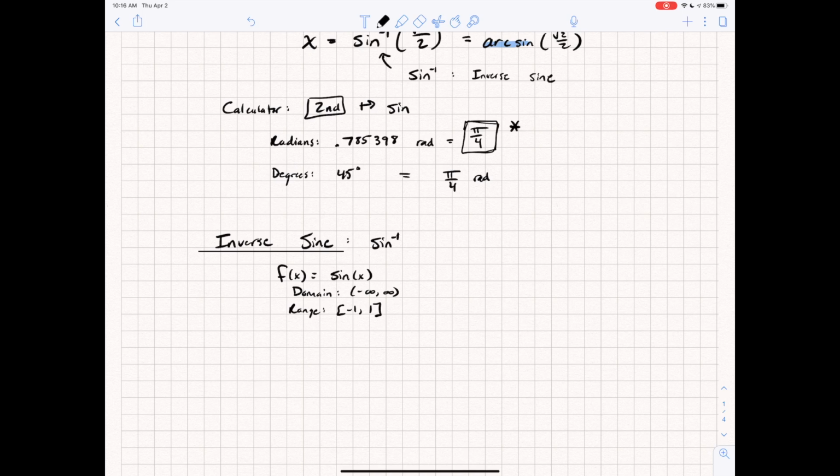Now, when I go through and I want to find the inverse, f to the -1, and I'll put arc sine here, recall that when we do inverses, we are literally inverting my input and output. So the domain, when it comes to inverse sine or arc sine, is the range of the original function. So my domain now is going to be -1 to 1, and my range would show up as -infinity to infinity.